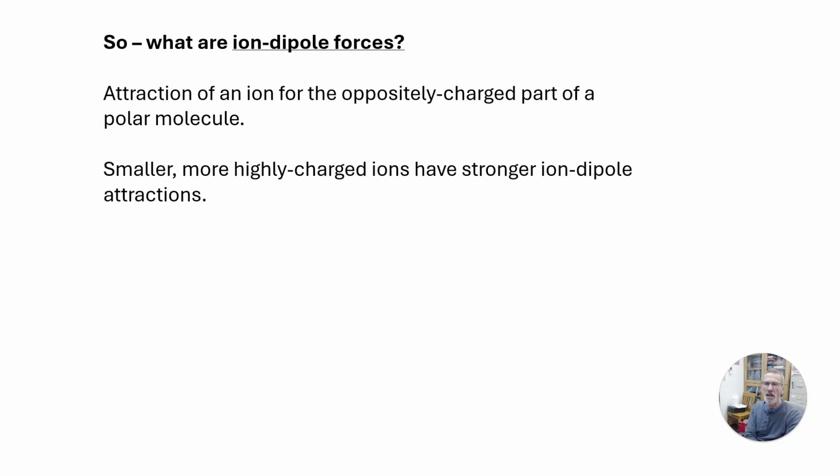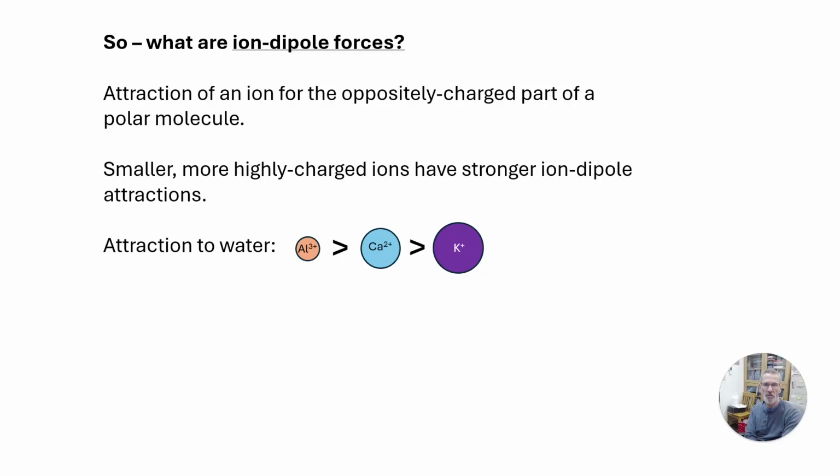And what we find is that the smaller the ion is and the larger the magnitude of the charge is on that ion, the stronger it's going to associate with a water molecule. And so, for example, if we think about their attraction to water, aluminum with a 3+ charge, and also very small, is going to be much more strongly attracted to water than will be calcium, which is a little bit bigger, and it has only a +2 charge. And calcium with a +2 charge is going to be more strongly attracted to water than the slightly larger and less positively charged potassium ion.